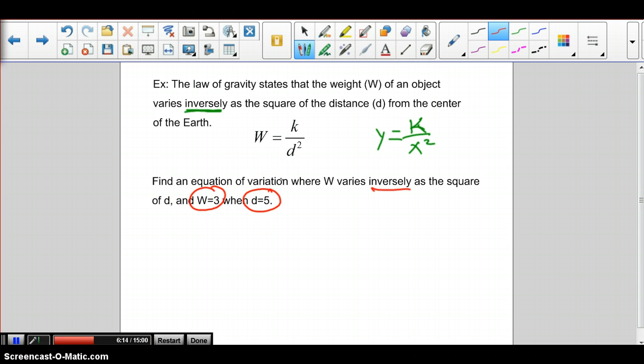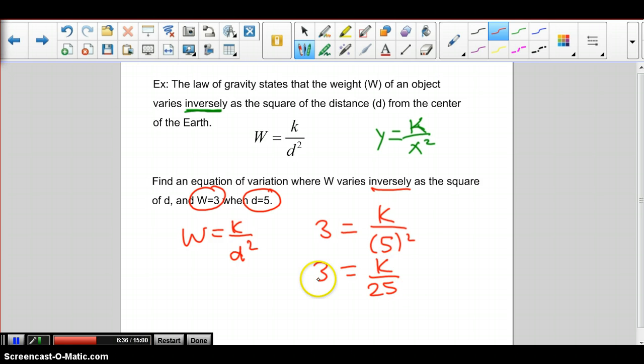Okay, so let's just write this down. And I'm going to plug in what I know. 3 equals k over 5 squared. Now the 5 squared is 25. And then I'll just write it out for us. For 25, multiply both sides by 25 and I get that k equals 75.